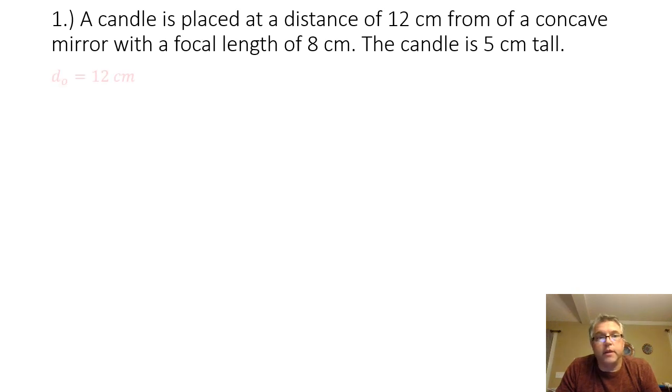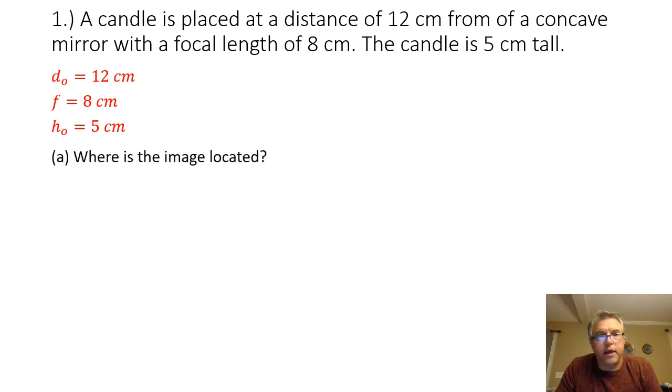We are given the object distance, which is 12 centimeters. We are given the focal length of the mirror, 8 centimeters, and we are given the object height, which is 5 centimeters. The first thing the problem wants to know is where is the image located? So we are looking for the image distance.